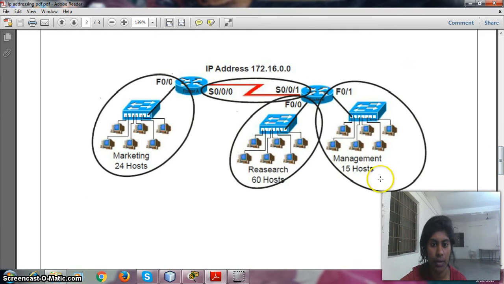And here this is a network, this is a LAN, this is another LAN, and this one is the router, and this one is another LAN. The router is attached to a switch, and the switch is attached to another switch, and its IP address is 172.168.0.0. FA is fast Ethernet, and S is serial. And here it has marketing of 24 hosts, and here research of 60 hosts, and here management is 15 hosts.